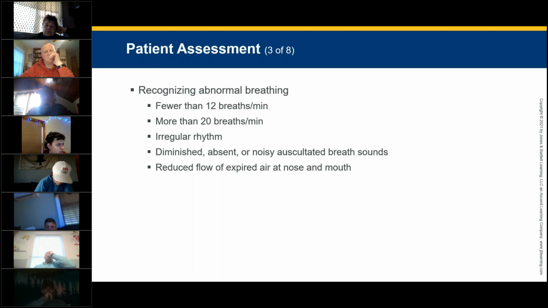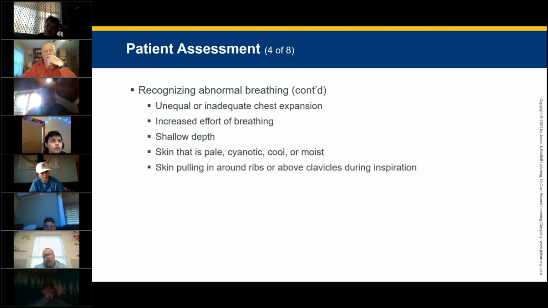On the other hand, abnormal breathing, less than 12 breaths per minute, or more than 20 breaths per minute. An irregular rhythm, diminished, absent, or noisy breath sounds. A reduced flow of expired air at the nose and mouth. So you're not feeling the air come out of the nose and mouth as they're trying to breathe. Unequal or inadequate chest expansion. Increased effort of breathing. Shallow depth. Skin that is pale, cyanotic, cool, or moist. Skin that pulls in around the ribs or above the clavicles during inspiration.